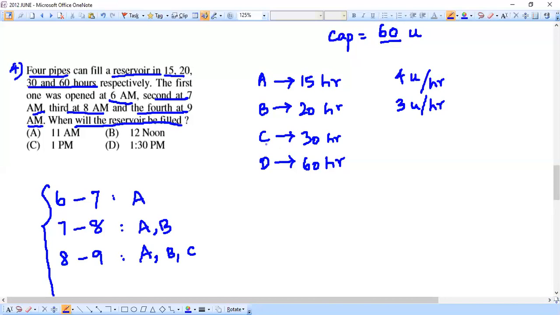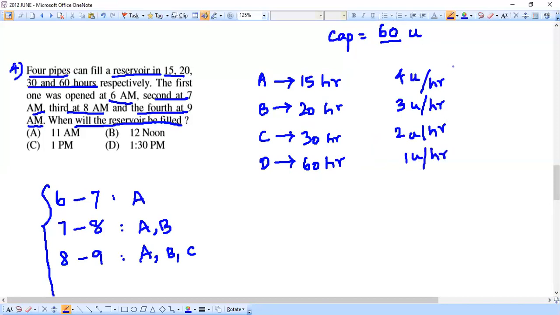Similarly for C, how many units will it fill in 1 hour? It's very easy to see. 60 by 30 will give us 2 units. So C's efficiency is 2 units per hour. And the last one, D. D takes 60 hours to fill 60 units. So D's efficiency is 1 unit per hour.